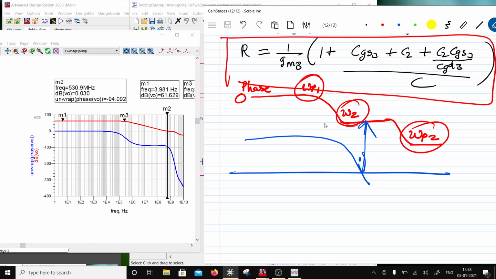So basically this covers the basics of common source high frequency response, along with the two compensation techniques, which is split pole and lead compensation.